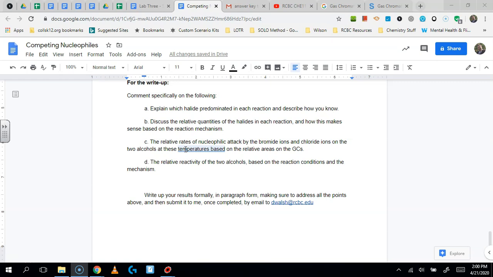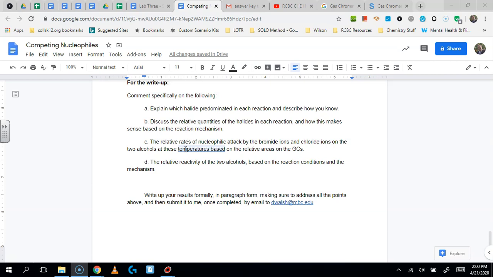And then the last thing you need to talk about is the relative reactivity of the two alcohols. Again, you can tell that based on the reaction procedure that was given to you up there on the first page and the top of the second page. So you should be able to determine which one is more reactive. And as you talk about that, you should be able to explain that based on the mechanism and based on what you know about nucleophilic reactions.